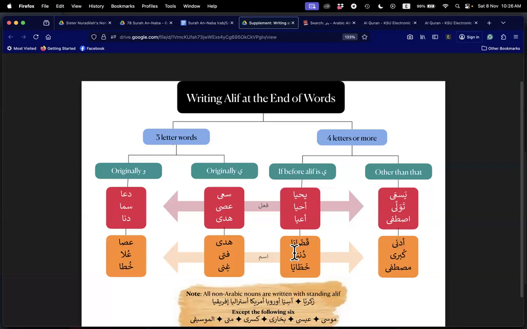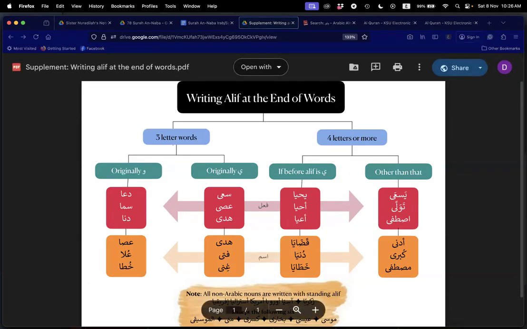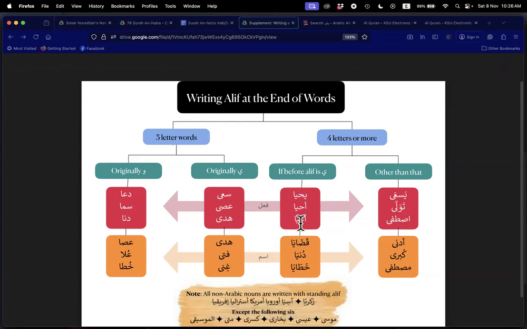But now you know the rule. What is exactly the rule? Ulya, another one. Okay, a'la, feminine. Ulya, dunya, standing alif. Khotoya, standing alif. Can everyone see? Yes, because the second last letter is a ya, so the alif is not alif maksura.